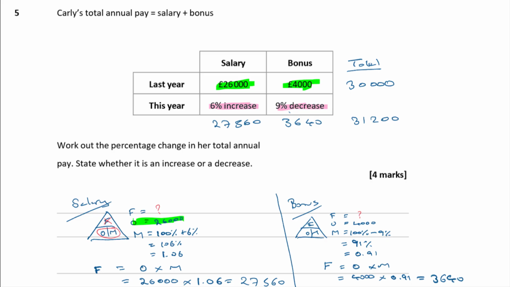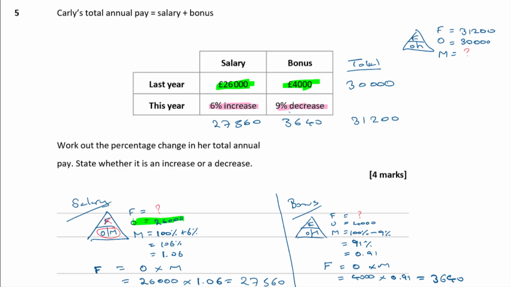Okay, now we're not quite done yet because we need to work out what the percentage change was from last year to this year. So we're going to do another triangle. Final, original, multiplier. This time we know the final and the original. We want the multiplier. The final is the new salary. It's the 31,200. The original is the old salary, 30,000. And the multiplier is the thing we want to find. We want to find the percentage change, don't we? That's the thing we want.